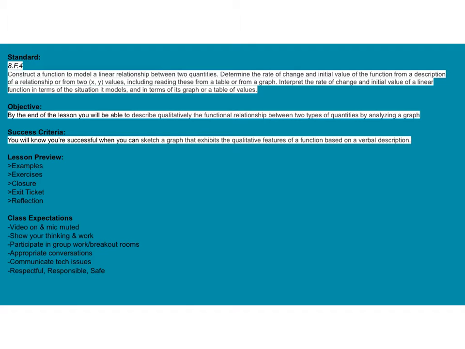We're going to start today with lesson 5 of module 6. We're continuing with the same objective from yesterday, so we will be describing graphs that we see based on real world situations, basically. You'll know you're successful when you can sketch the graph that exhibits the qualitative features of a function based on a verbal description, and that's just fancy language for you'll know you're successful when you can read a verbal description and understand the graph that pairs with it and why it does what it does in terms of increasing and decreasing and remaining constant. Okay, let's go ahead and get started.